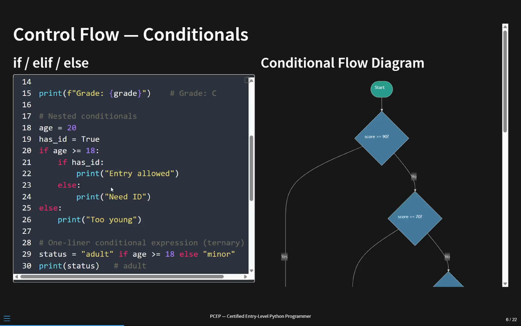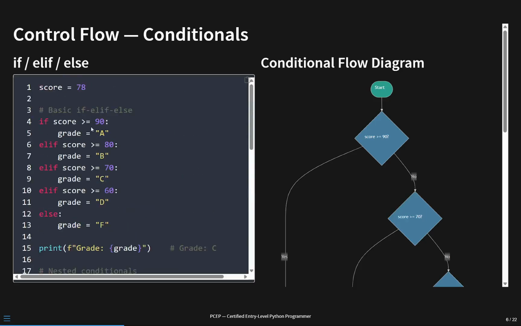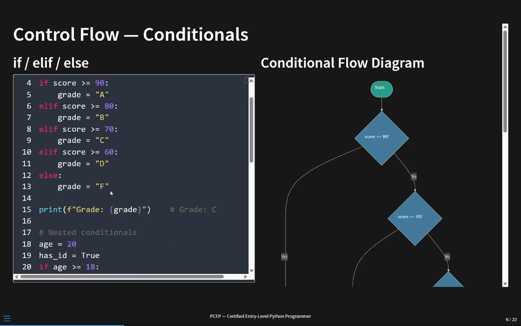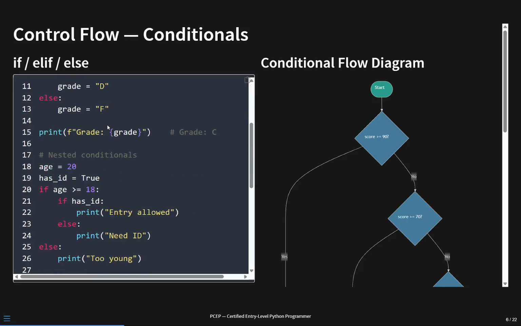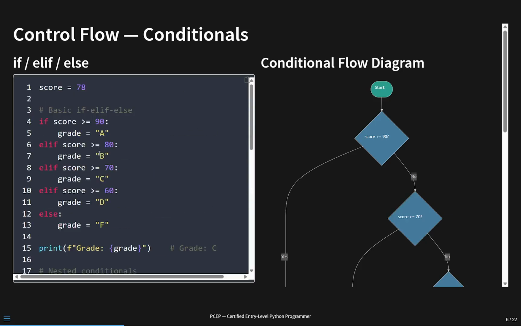Look at the grade determination example. score = 78. If score >= 90 is false, skip. Elif score >= 70. This is true, so grade = "C". The remaining elif and else are never evaluated. Important: the ordering matters. If you wrote elif score >= 60 before elif score >= 70, a score of 78 would match the 60 check first and get grade D incorrectly.